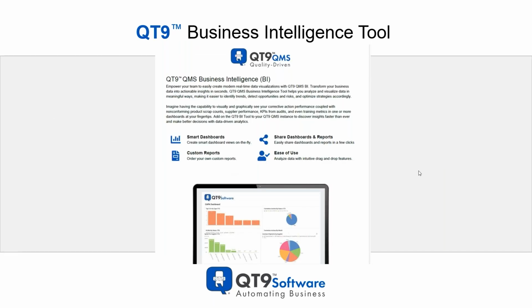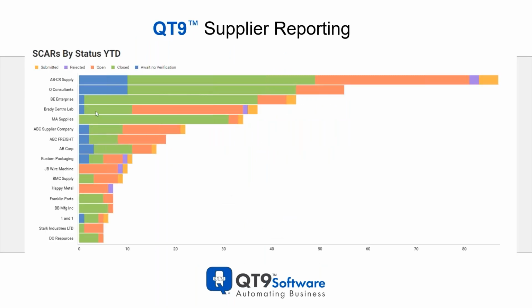Our business intelligence tool offers an easy way to view your data in real time. You can create your own dashboards. We'll have a look at an example here. You can share dashboards and reports. You can order custom reports, and you can set up your homepage so that when you log in, you can see the dashboards that you are interested in. This is just an example report from the dashboard. This is looking at supplier corrective action requests by status. So we'll have a look at that.